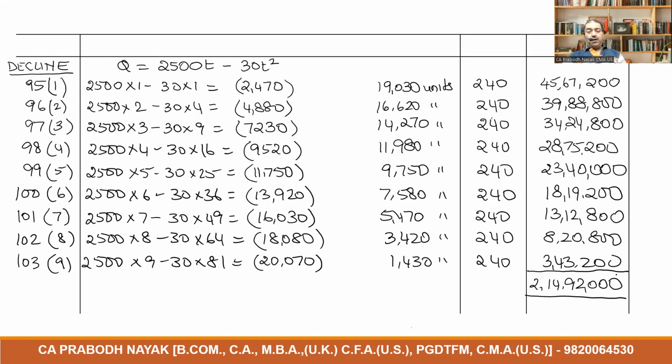103 months means total how many years? 8 12s are 96. So 12 into 8, 8 years will be there for sure. 9 12s are 108, so we don't go to 108. It is 103. So 8 12s are 96, which is 8 years, and 96 means 4 and 3 is 7. So 8 years and 7 months. Right? So the life of our product is 8 years and 7 months.